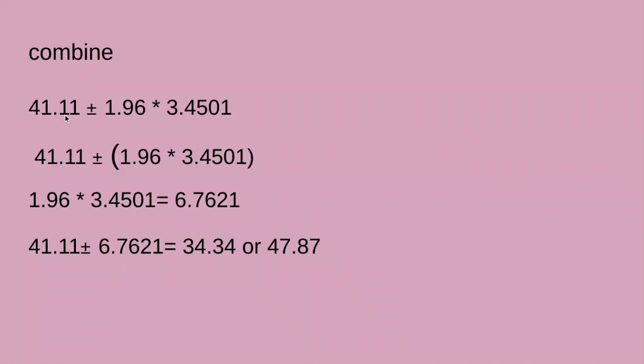Now we're going to combine this. So you have $41.11 plus or minus 1.96 times 3.4501. You're going to work out this problem first just to make it simple. And we end up getting, with these two multiplied, 6.7621. And then you can do 41.11 plus or minus 6.7621, and that is going to get you 34.34, or for the other side, for plus, 47.87.